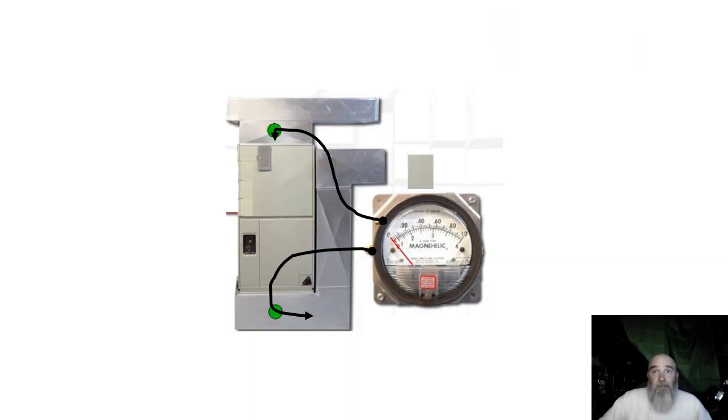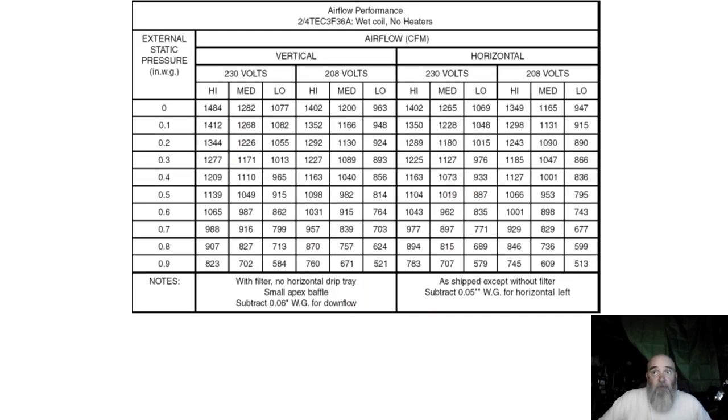Air handler, one in the supply, one in the return. I'm measuring 0.5 inch of external static pressure. We look at the blower chart. I'm in a vertical configuration, 230 volts, 0.5 inch of external static pressure. I'm on high speed. I'm moving a little bit short of the nominal 1200 CFM. It is what it is, right? That's the best way to put it.